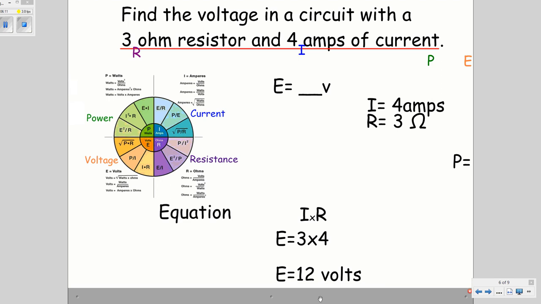It's that easy. So really it's about labeling what you know, finding the correct equation based off of what you know. I've got an I and an R. I'm looking for an E. So I start off in the circle. What am I looking for? E. I've got an I and R. Here's the equation. My units are going to be volts because that's what E is written in.